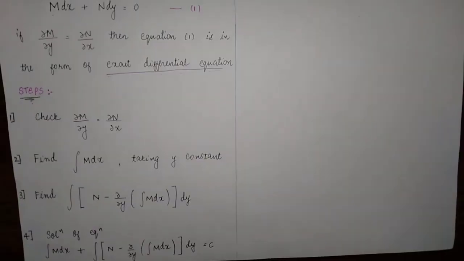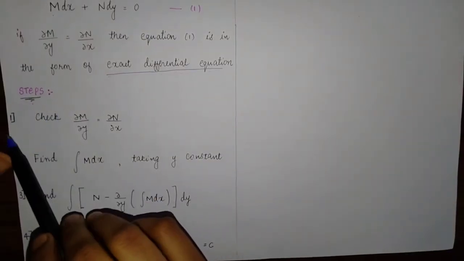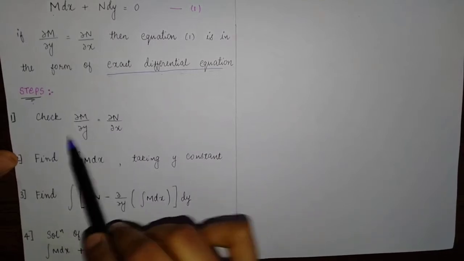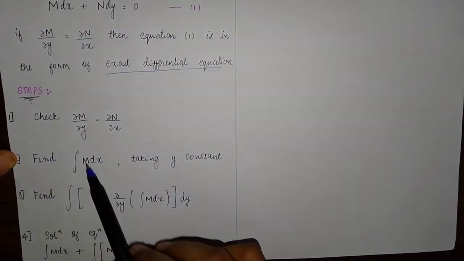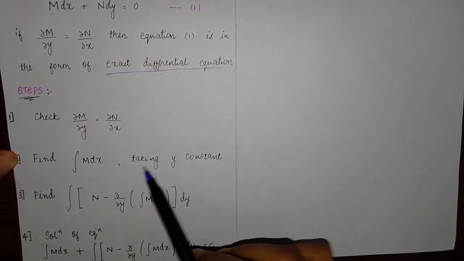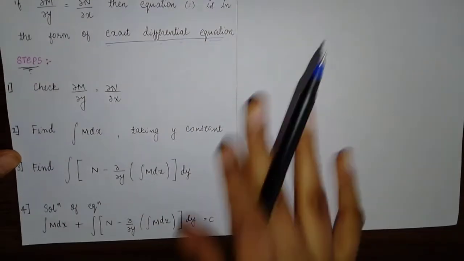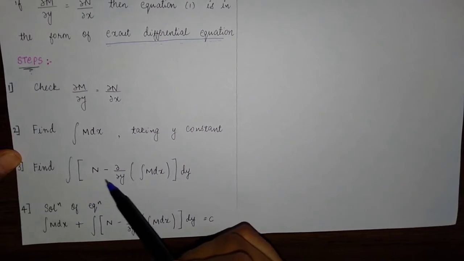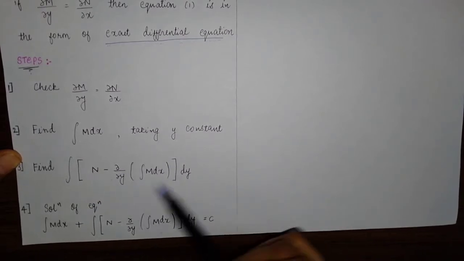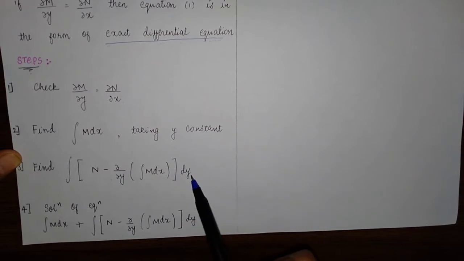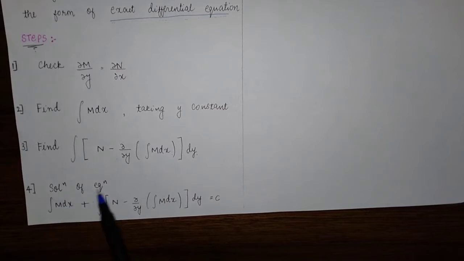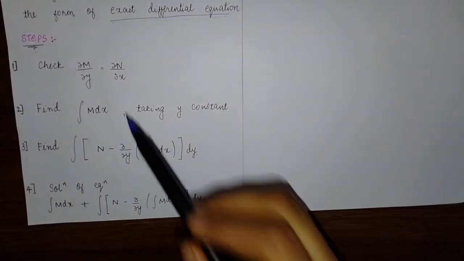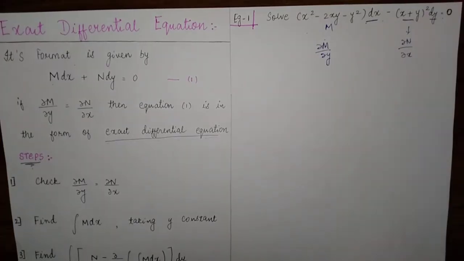Okay. So now these are the steps. Step 1: you have to check whether it is an exact differential equation or not. Then you have to find integral M dx, taking y constant. Then you have to find N minus del by del y of whatever you got, integral M dx, with respect to y. And then you have to obtain the solution of the equation by adding both these equations. So now let us see the example.